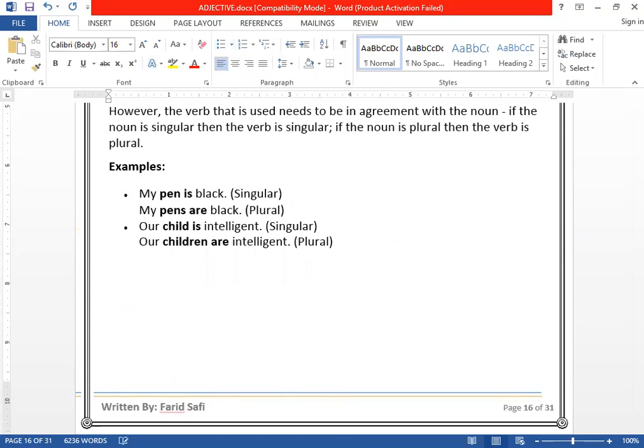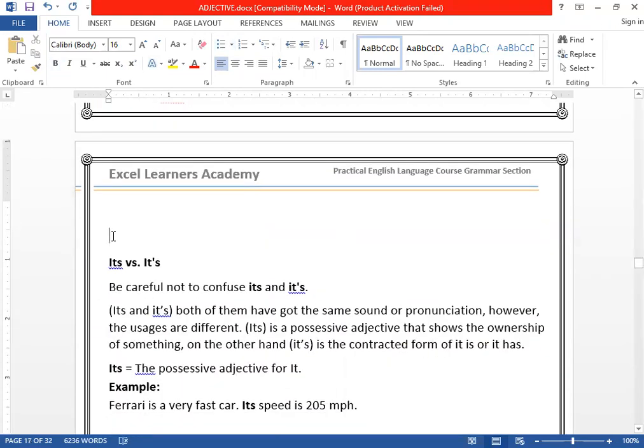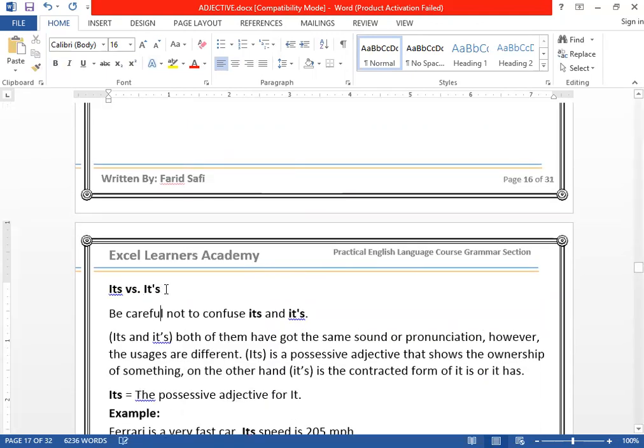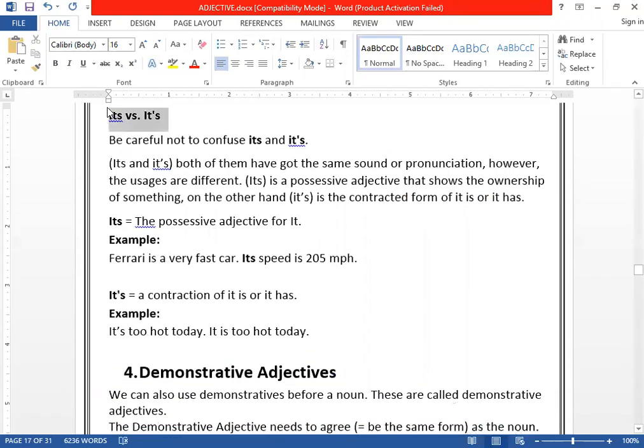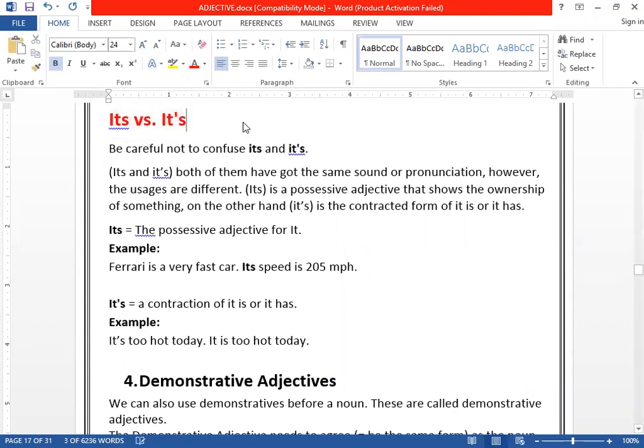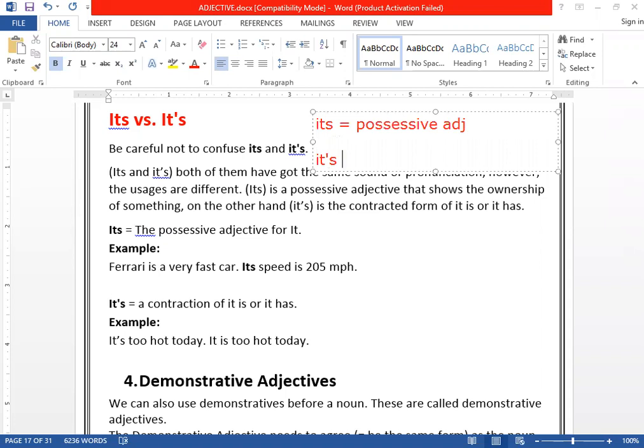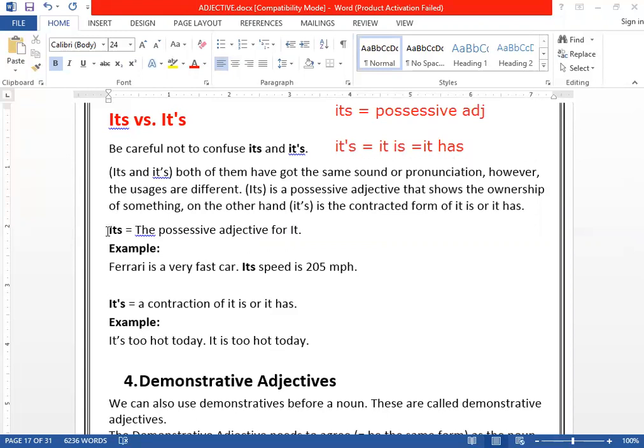Sometimes students face a problem, they cannot differentiate between these two. Both of them give different meanings. When we have its, this is called what? Possessive adjective. Whereas it's, this one with the apostrophe, is the short form of what? It is, or you can say it has. Both of them are short forms. For example, we have already explained it here.